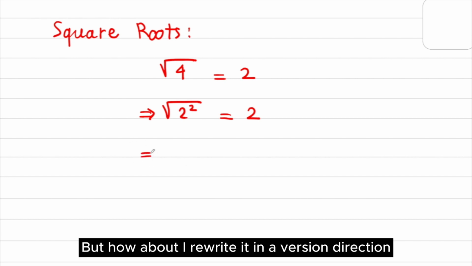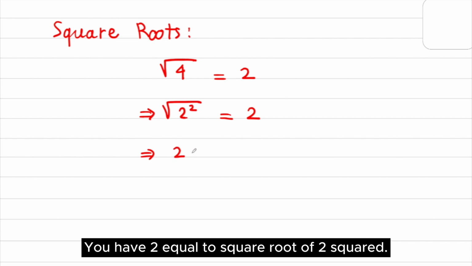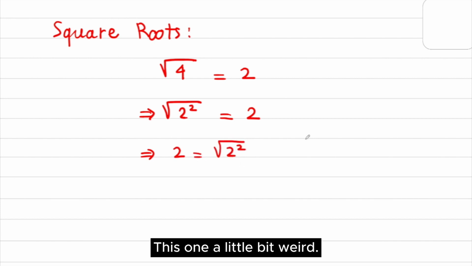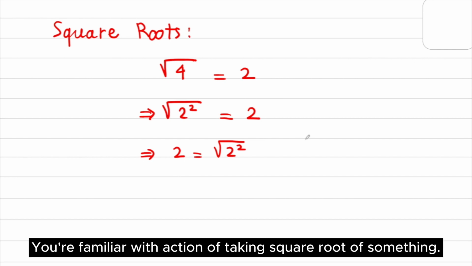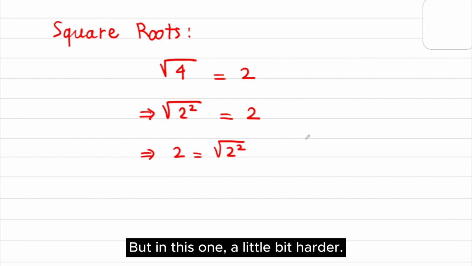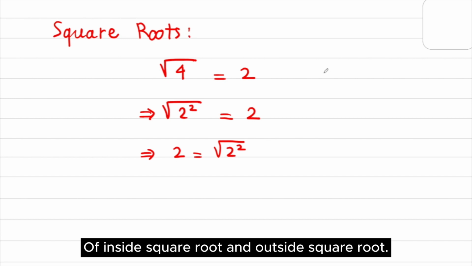But how about I rewrite it in the inverse direction? You have 2 equal to square root of 2 squared. This one is a little bit weird because you already learned about the square root, and you are familiar with the action of taking the square root of something, but this one is a little bit harder. You will have the definition of inside the square root and outside the square root.